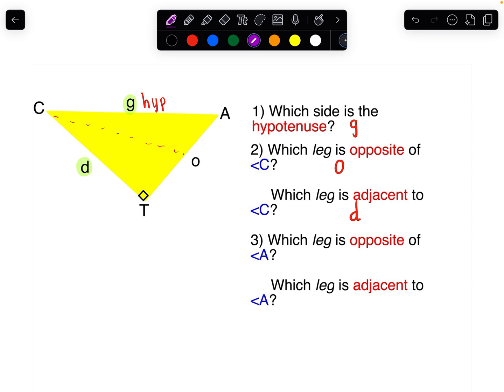Which leg is opposite A? If we go across our triangle here, that's leg D. And then which leg is adjacent to A? A is made up of O and G, but again, G is already the hypotenuse, so it has to be leg O.